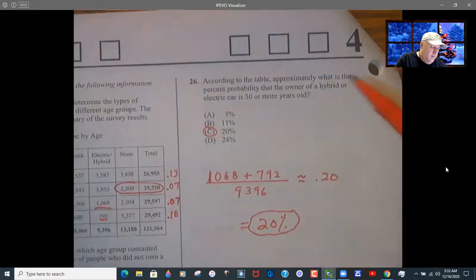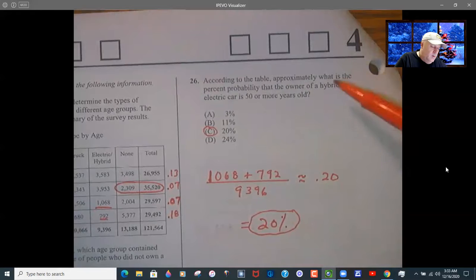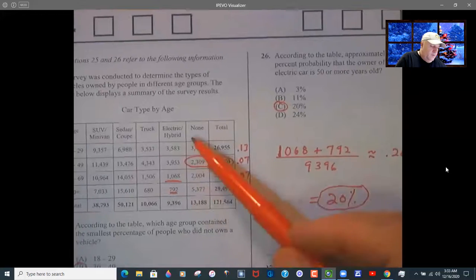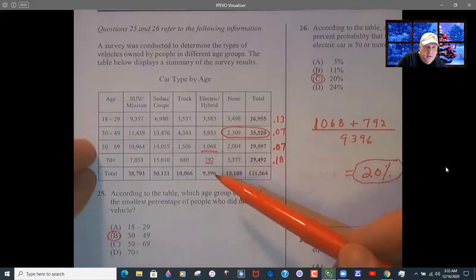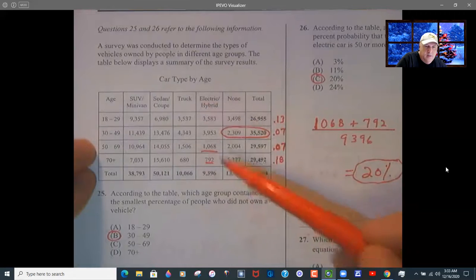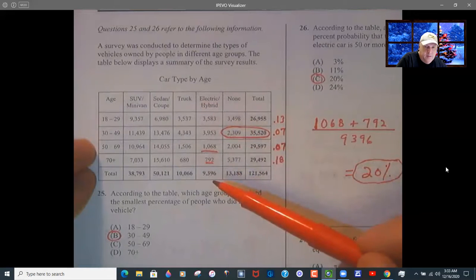So according to the table, approximately what is the percent probability that the owner of a hybrid or electric car is more than 50 years old? So right here, more than 50, you have to add these two, and then we're talking about the group of the total this way.